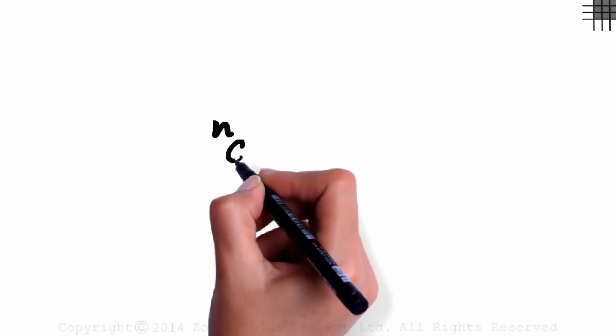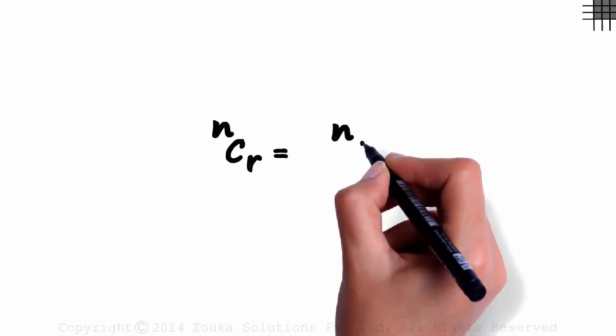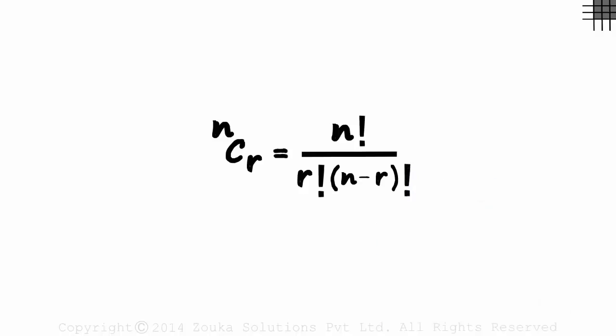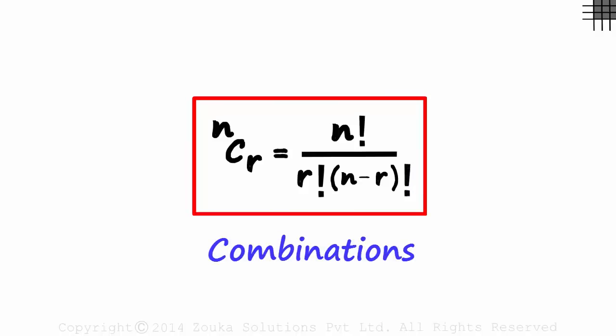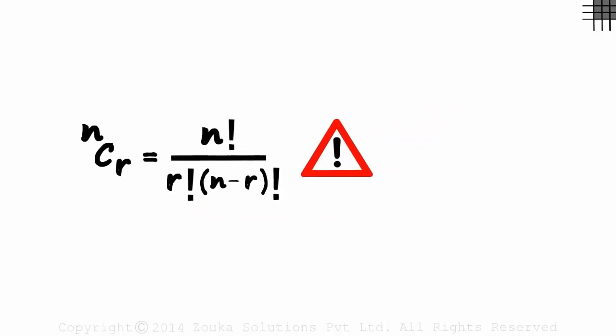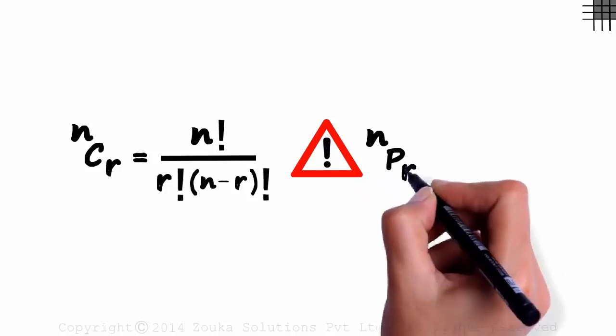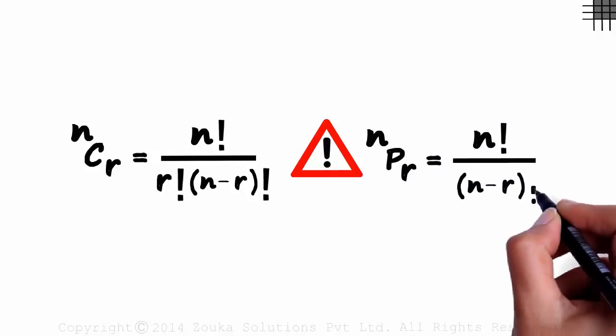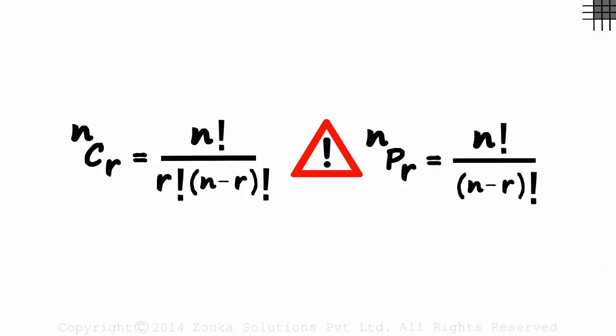The formula for nCr is n factorial divided by r factorial times (n minus r) factorial. What is this? This is the formula for combinations, but it is not the best way to understand it. And what is nPr? It's n factorial over (n minus r) factorial. And this again is not the best way to understand permutations.